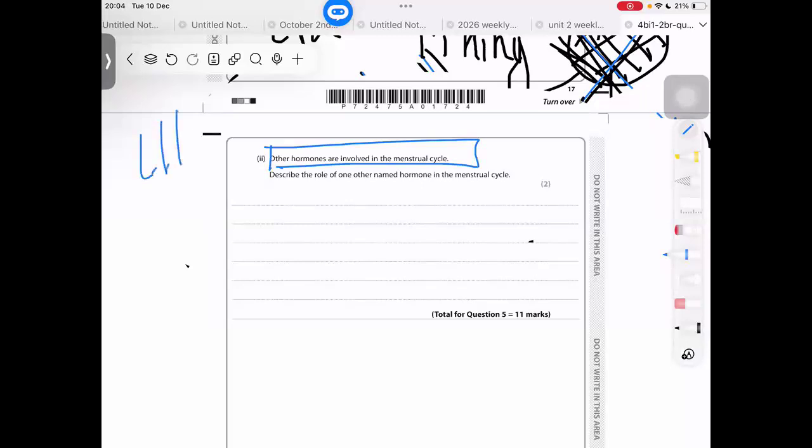You know, luteinizing hormone is there. Also, follicle stimulating hormone is there.